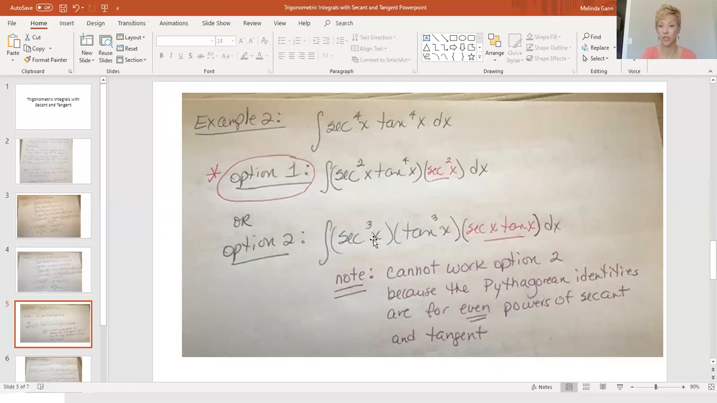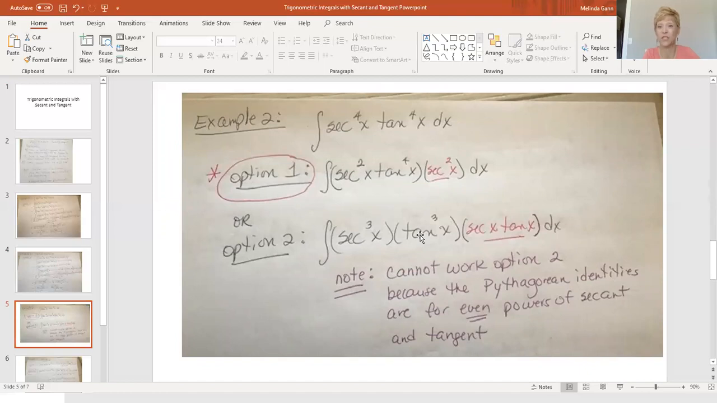But look what happened on option 2. On option 2, if I say the secant tangent, I have 4 secants, so that's going to leave me 3, and I have 4 tangents, so that's going to leave me 3. Well, now the reason I can't work this one, my Pythagorean identities are all substitutions for even powers. They're all substitutions for squared. And I don't have a squared or a multiple of a squared. I just have cubes. So I can't change everything else to secants, because I don't know a substitution for tangent cubed that deals with secants.